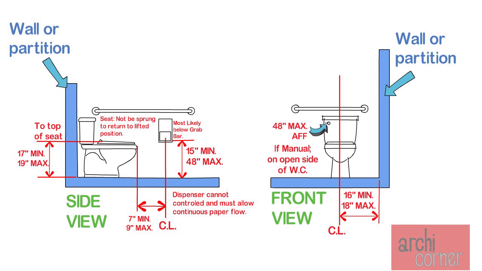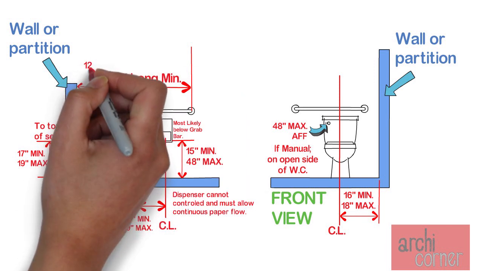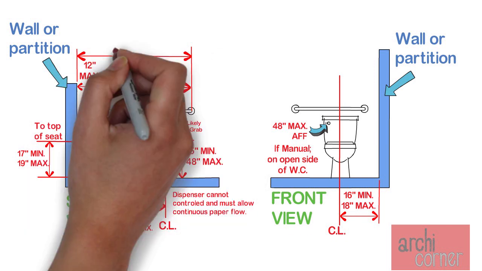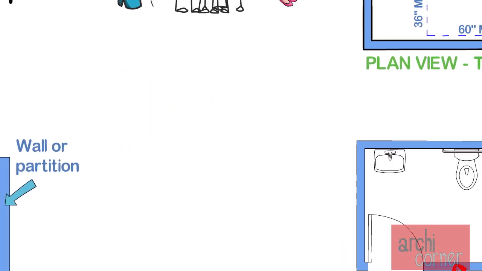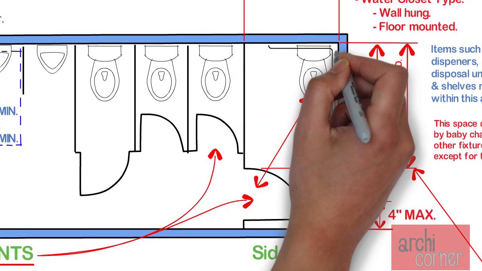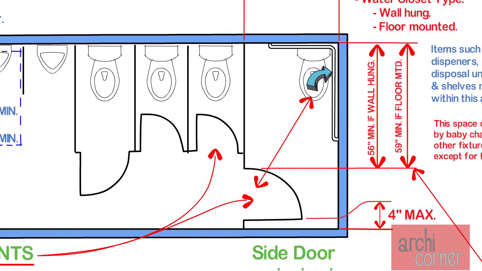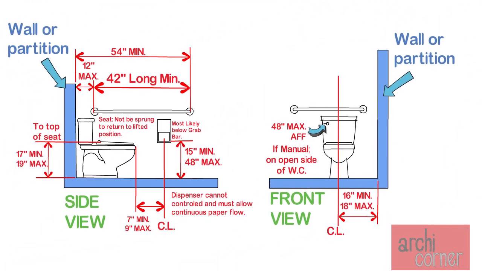Grab bars are required at the end and side of the water closet. Let's first start with the side grab bar. It must be 42 inches long minimum, 12 inches maximum from the rear wall, and extend 54 inches minimum from the rear wall. Note that the 12 inches maximum from the wall and the extension is maximum. This is placed because sometimes rather than providing two separate grab bars, you can accommodate this using a single L-shaped grab bar that can accommodate both requirements, including the requirements for the rear grab bar, which is next.